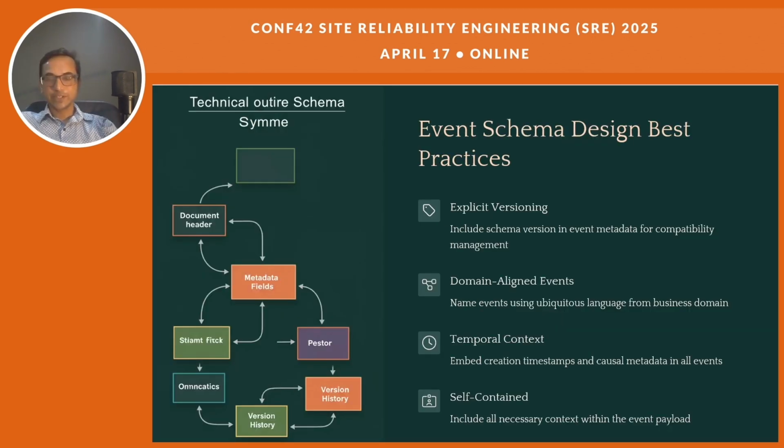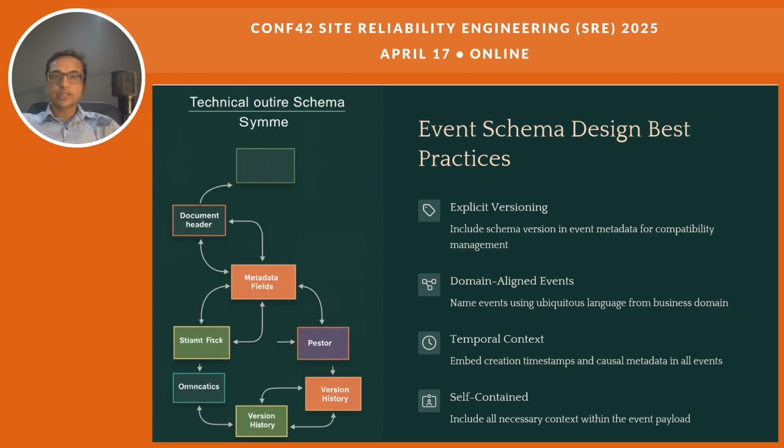Event schema design is crucial for ensuring reliability and scalability in an event-driven architecture. Key best practices include explicit versioning, which incorporates schema versions in event metadata to maintain compatibility during updates. Domain-aligned events leverage ubiquitous language from the business domain for naming events, ensuring clarity and alignment with domain logic.